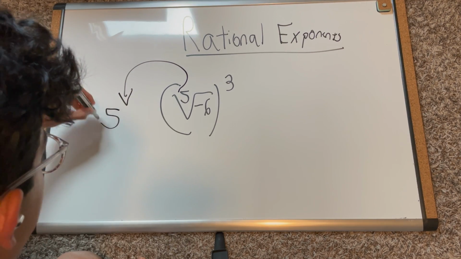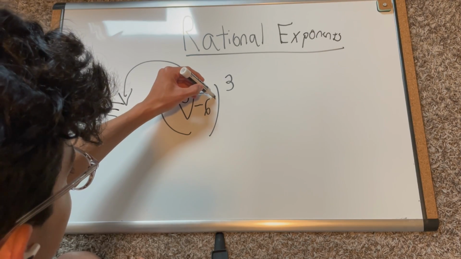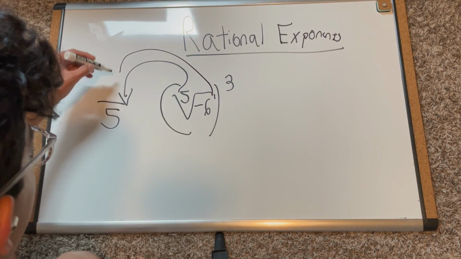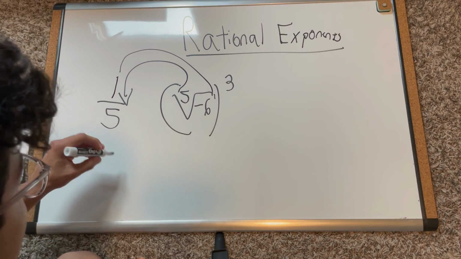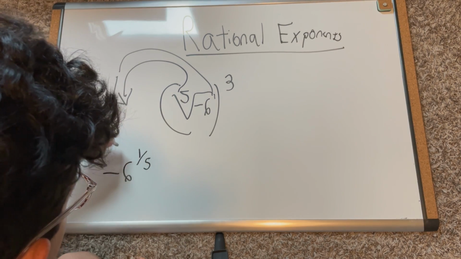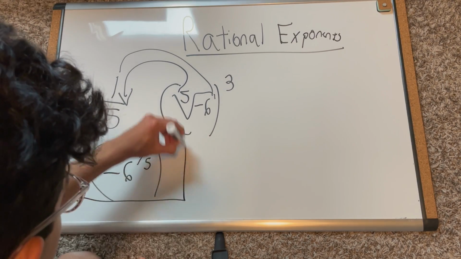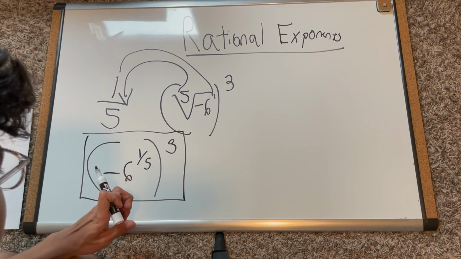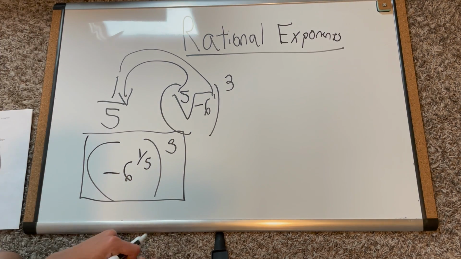You remember that? This is the denominator. So 5 over, there's an invisible 1 here, just so you know. And that 1 goes here. So that's 1 over 5. So once you do that, you can basically do negative 6, 1/5, then after that, cube it. That is your answer in the power of an integer, because you turn the square root into a fraction, and that fraction could be a power.